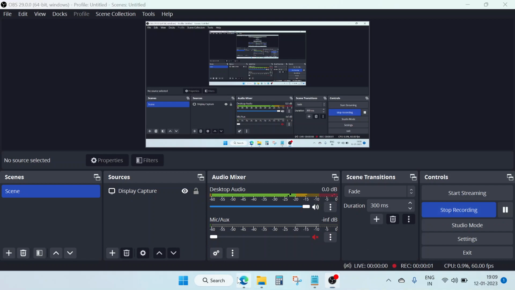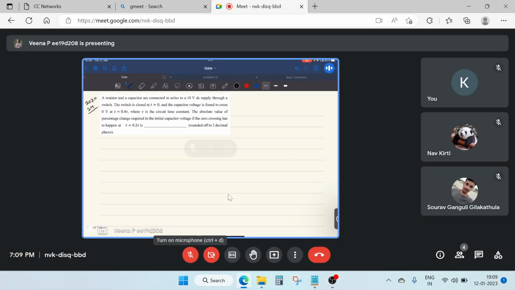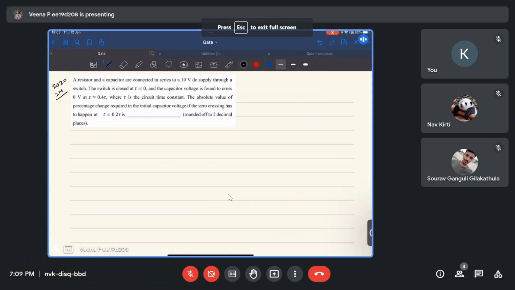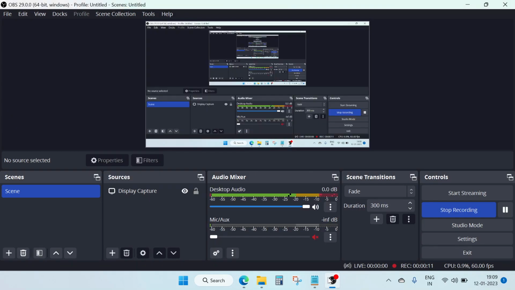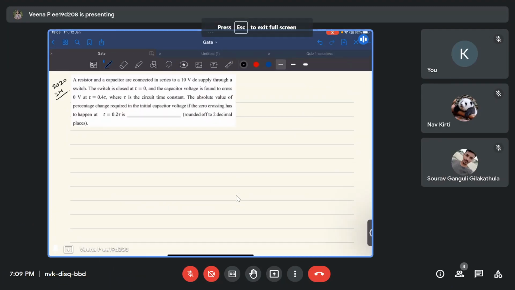This is from GATE 2020 for 2 marks. A resistor and a capacitor are connected in series to a 10-volt DC supply through a switch. The switch is closed at t equal to 0 and the capacitor voltage is found to cross 0 volt at t equal to 0.4 tau, where tau is the circuit time constant. The absolute value of percentage change required in the initial capacitor voltage if the zero crossing has to happen at t equal to 0.2 tau is.